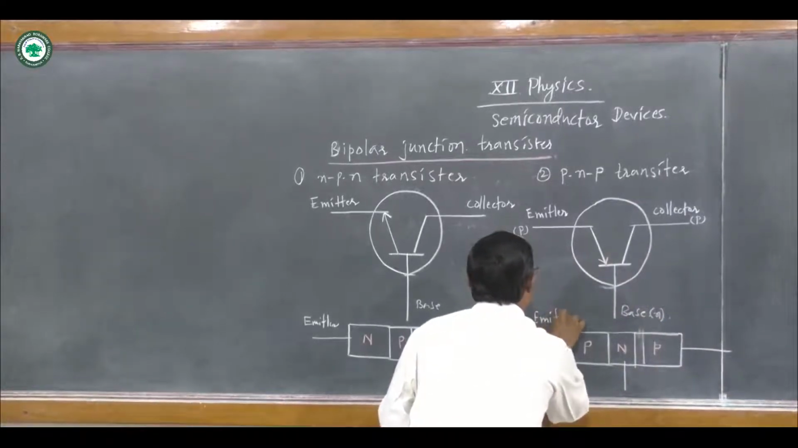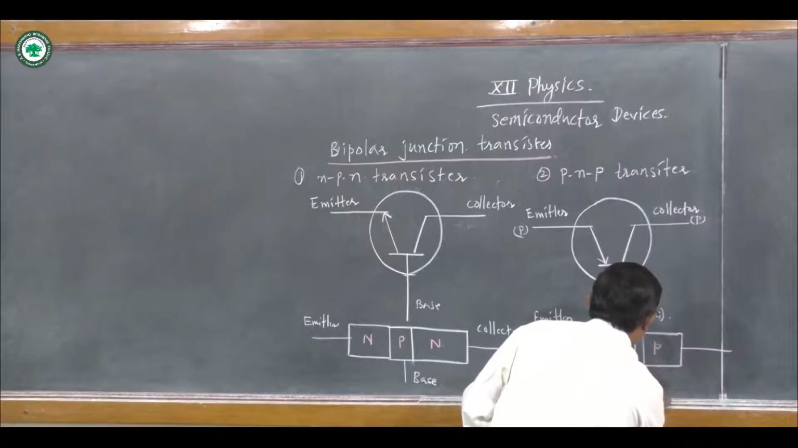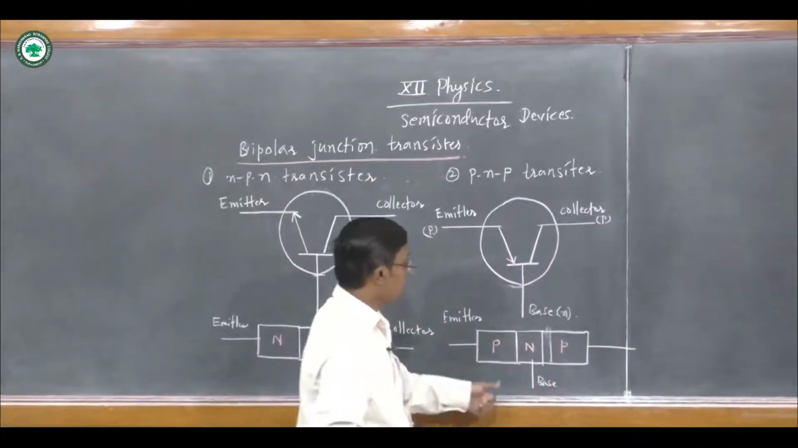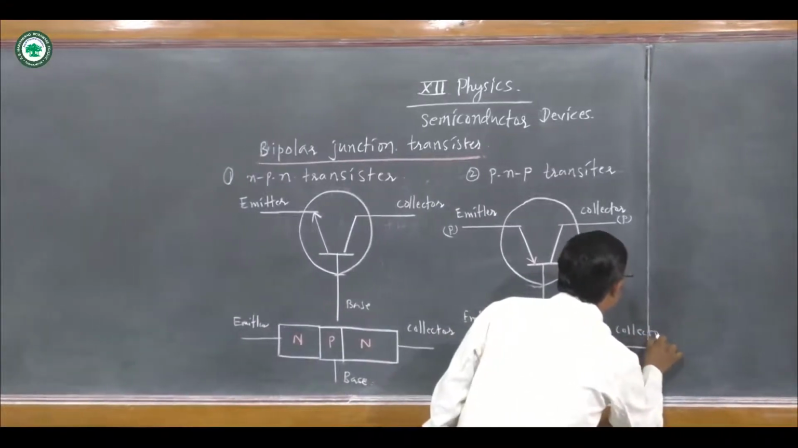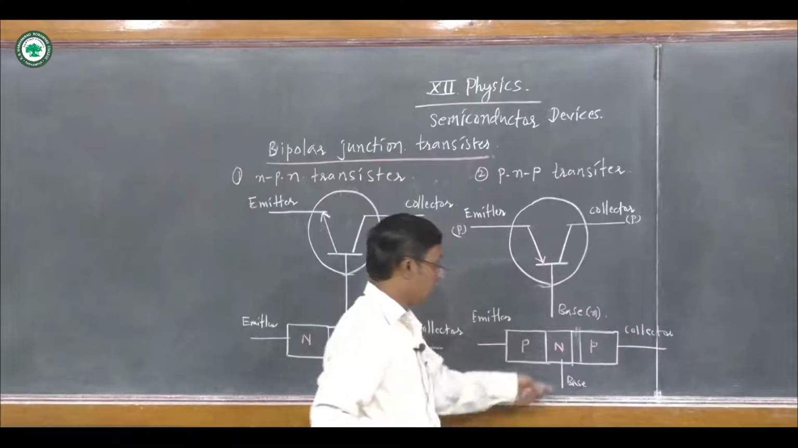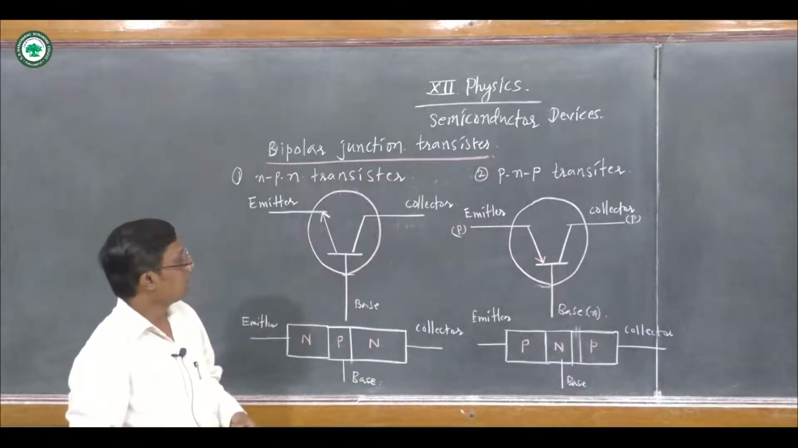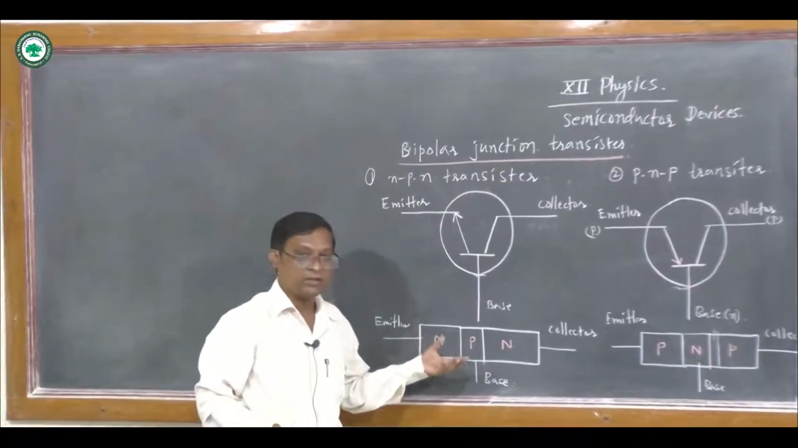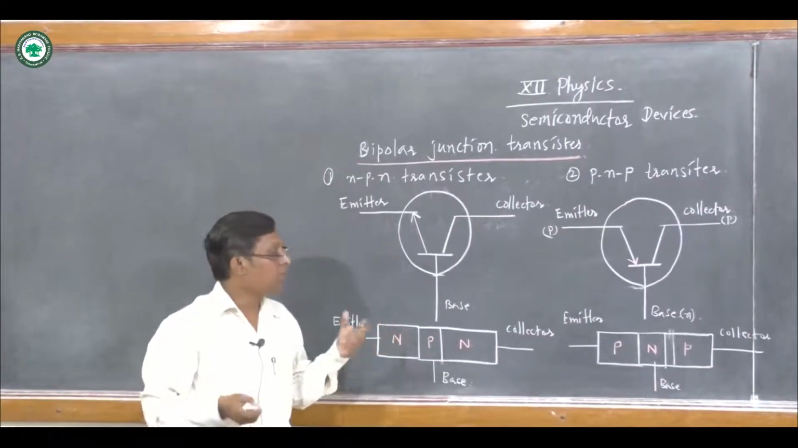This terminal is the emitter terminal, which is of the P type. This terminal is the base terminal, which is of the N type, and this terminal is the collector terminal of the PNP transistor. Let us see, these transistors are made up of two diodes which are joined back to back.